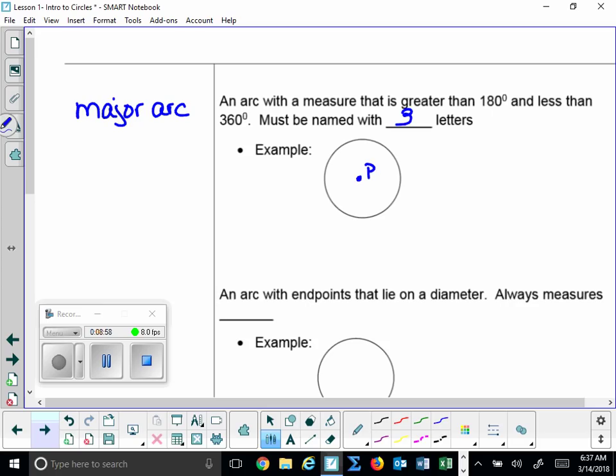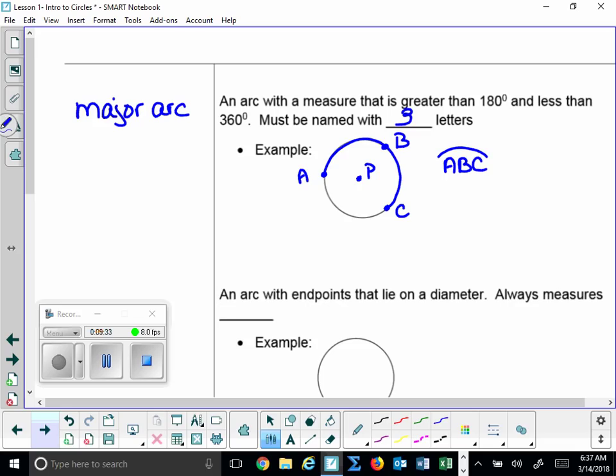A major arc has to be named with three letters. It has to be greater than 180, but less than 360 degrees. So if I'm talking about this arc, definitely more than 180, this would be major arc ABC. You have to start with whatever the beginning point is, whatever point you go through, and then you end up with whatever point you land on when you name it.